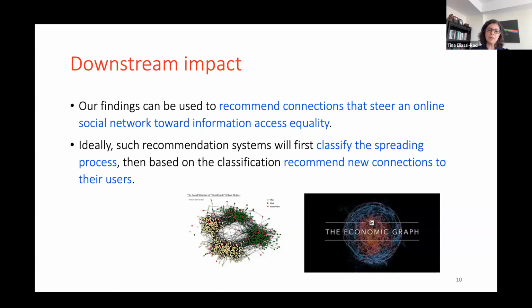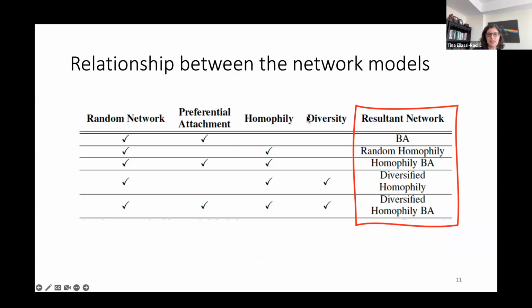So now that I gave you the highlight of it, I'm going to go into the details of this empirical study that we did. And I see that there are a few chats, but I will answer them later. A few messages in the chat.